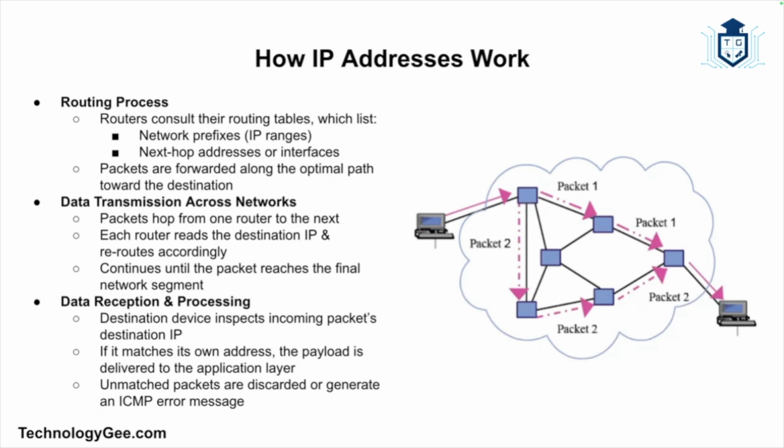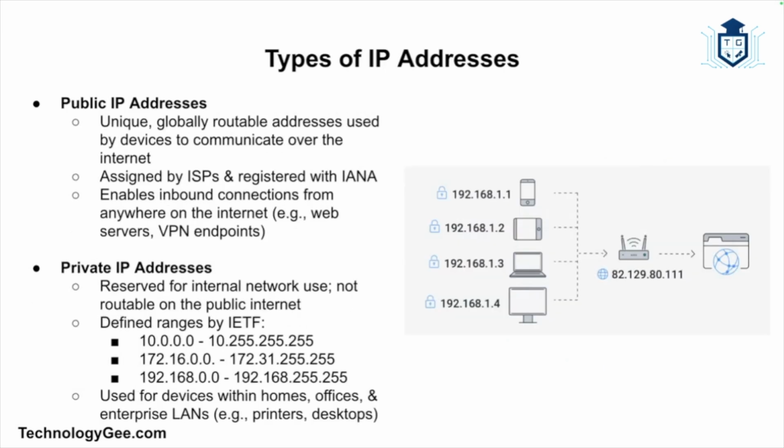And then we have data reception. So the destination device receives the data packet, checks the destination IP address, and processes the data if the address matches its own. All right, so let's go ahead and talk about the types of IP addresses that are out there. So IP addresses can be classified into different types based on their scope, purpose, and assignment method. And here are some common types of IP addresses.